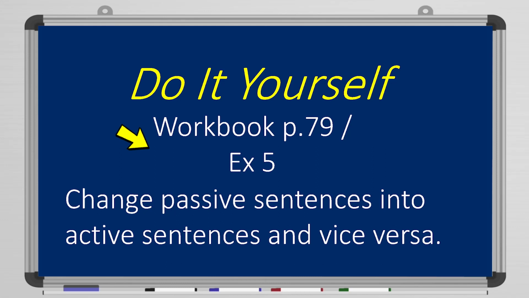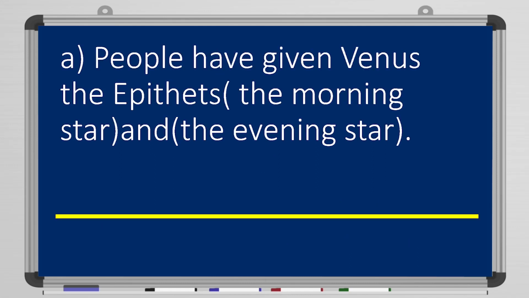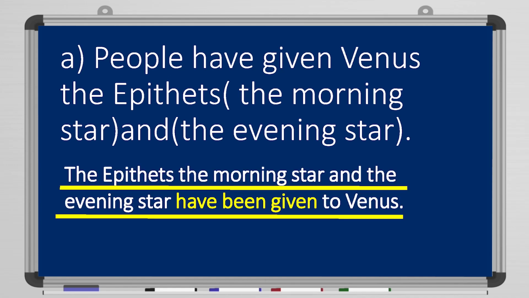You were asked to change these passive sentences into active ones and vice versa. So let's look at the first one. People have given Venus the epithets, the morning star and the evening star. So how can we change it? The answer would be, the epithets, the morning star and the evening star, have been given to Venus. Very simple if you simply follow the equation.